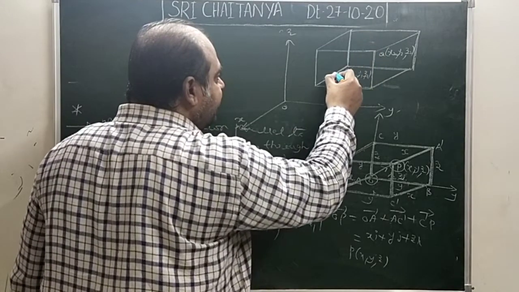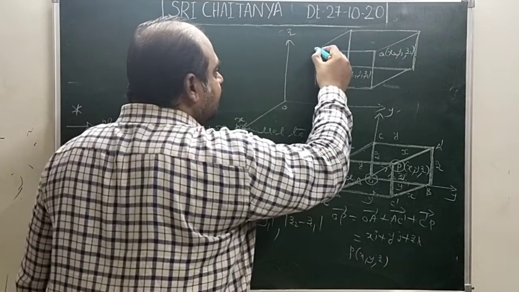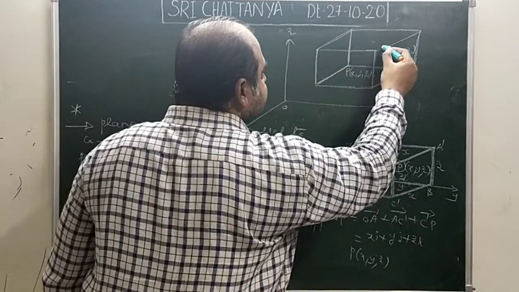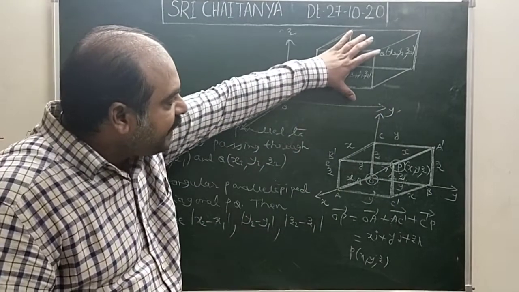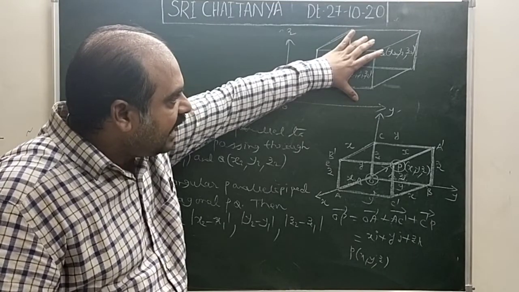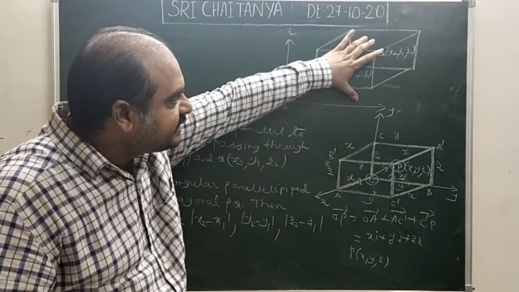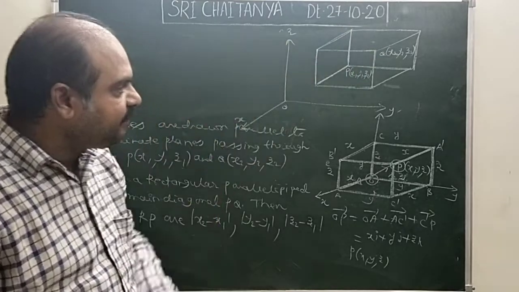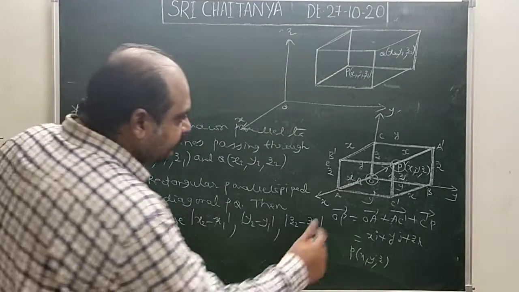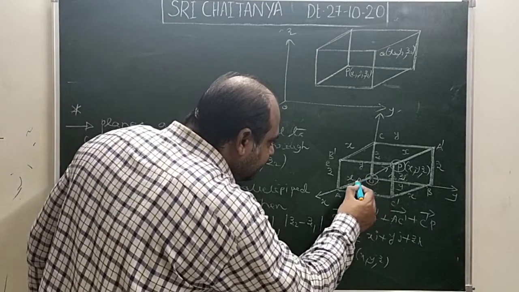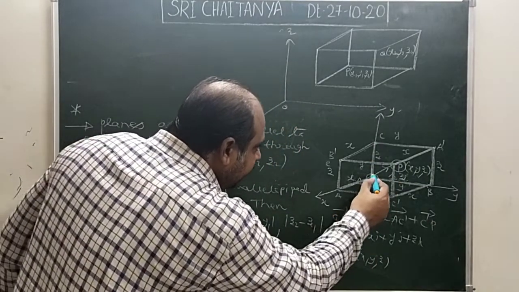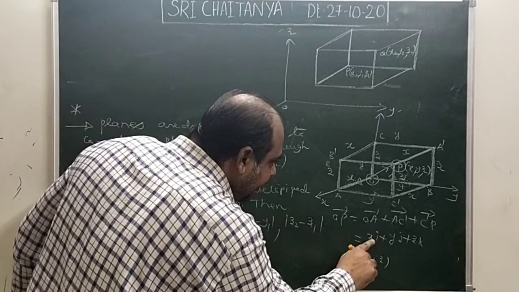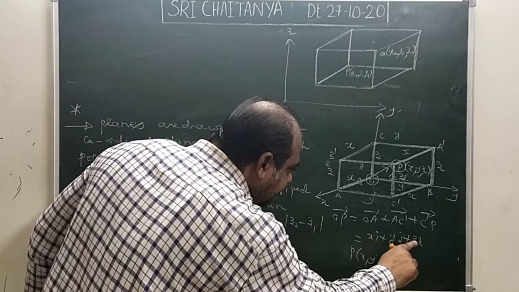Now this is a face parallel to the ZX plane. Like that, the faces of this parallelepiped are parallel to the XY plane, YZ plane and ZX plane, that means the coordinate planes. Now if you look at the edges, the edges are X, Y, Z. That means if you write OP bar, that is Xi plus Yj plus Zk.